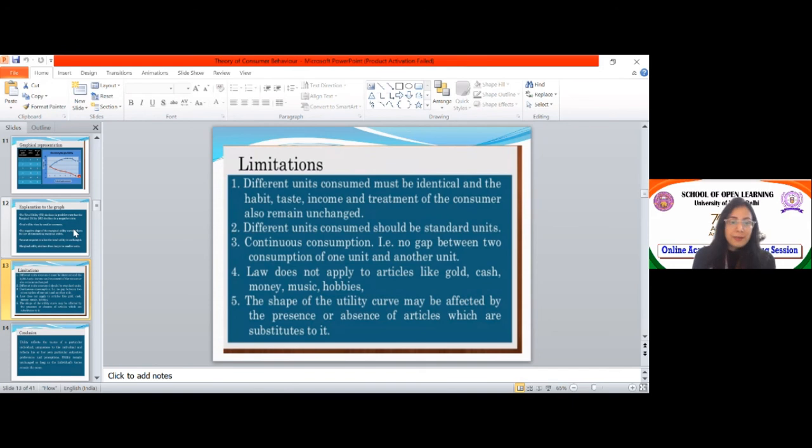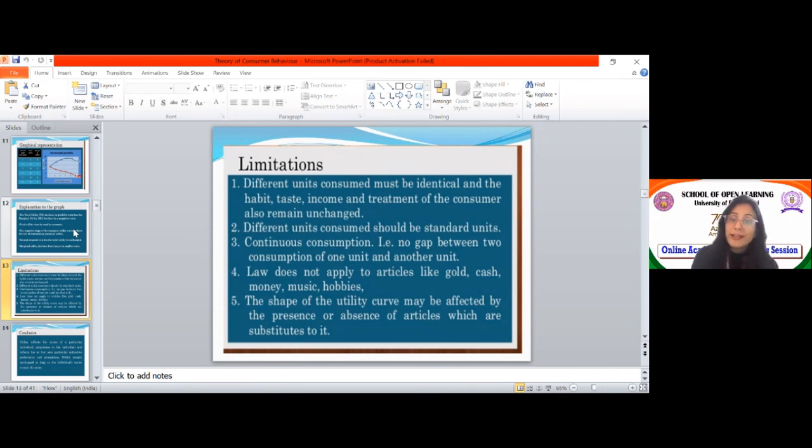तो like continuous consumption, जैसे हमने एक आइसक्रीम खाई, first के finish होते ही second आइसक्रीम ले ली. So we are doing it with no gap, we are consuming it at a continuous time. अब law does not apply to the articles like gold, cash, money, music. मतलब वो तो जितना आपको मिल जाए उतना कम है. मतलब वहाँ पर तो your satisfaction will be increasing because that has a different value. So अगर आपका gold या wealth बढ़ता है तो definitely you will be having a different sort of satisfaction there. So यहाँ पर ये limitations हैं.